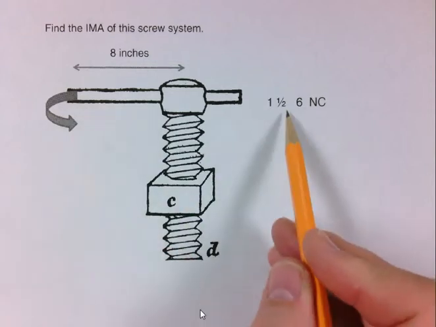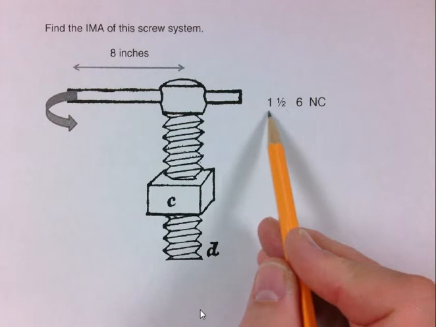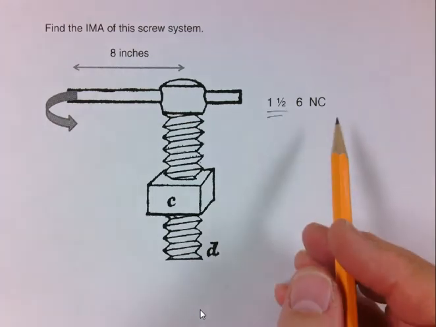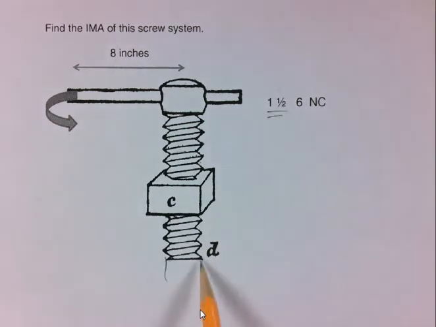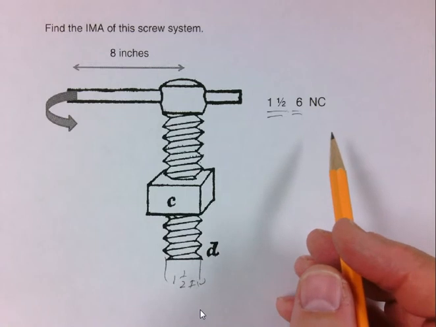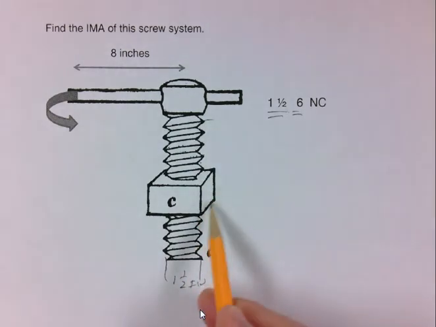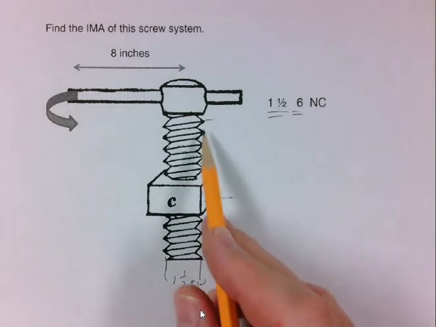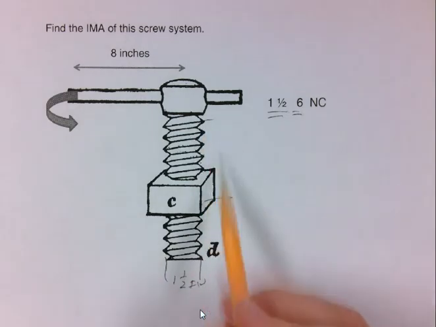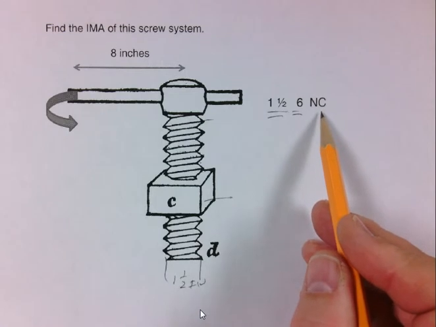We have some thread notes here. I want to remind you what the thread notes mean. Remember, this right here is the diameter of the screw down here. That is 1 1/2 inch. The 6 means 6 threads in an inch. So if we counted off 6 threads from here to here, 1 inch, there should be 6 threads, and that should be 1 inch. And the NC means it's coarse threads.